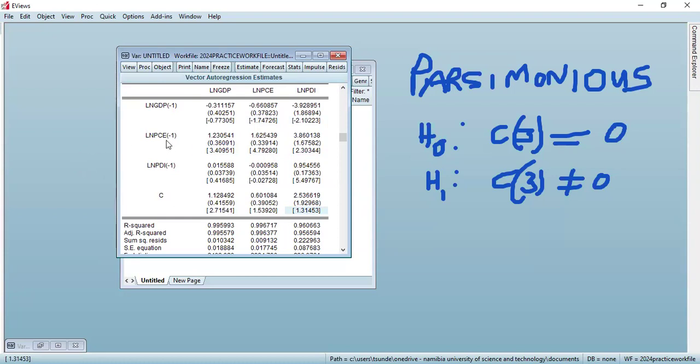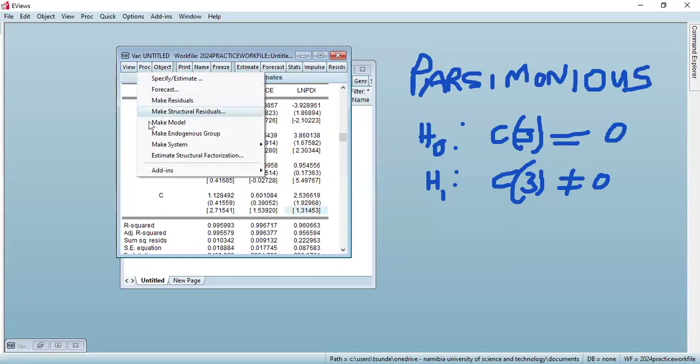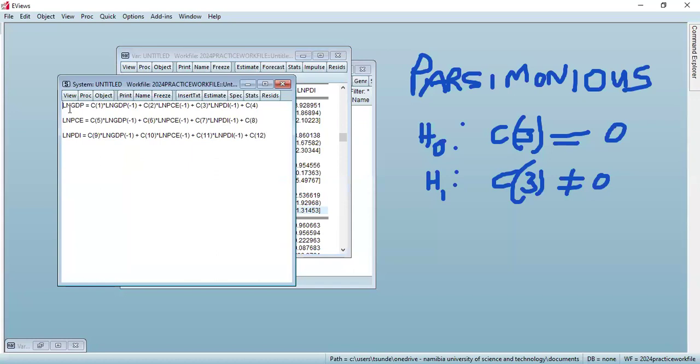So to see this, let's repeat what we did last time. We are going to go to Proc, Make System, and order by variable. These are our equations: the first equation, the second equation, and the third equation. And the last coefficient there, C4 is the constant in the first equation, C8 the constant in the second equation, C12 the constant in the third equation. Right, so this is it.